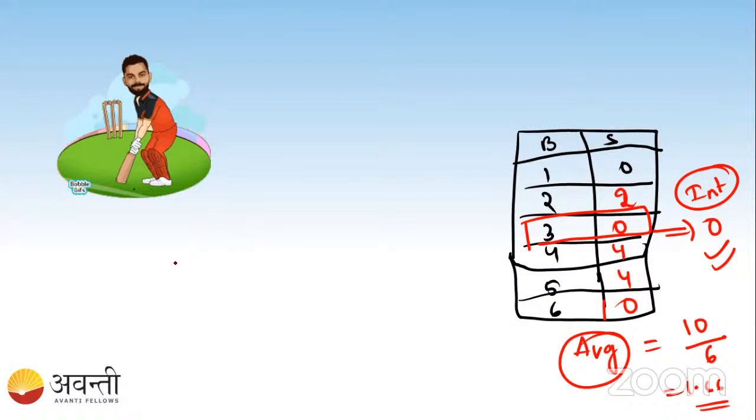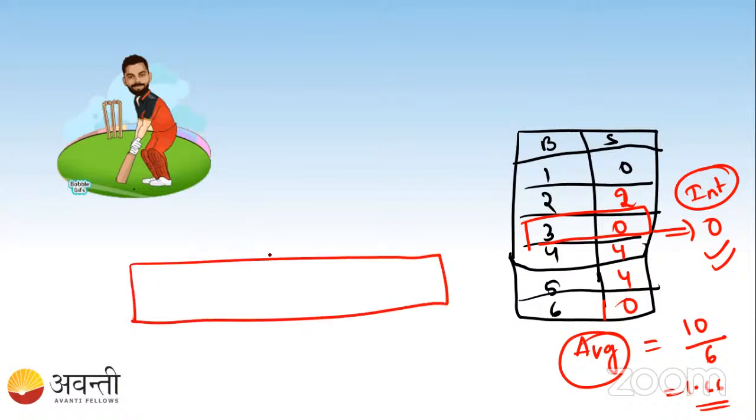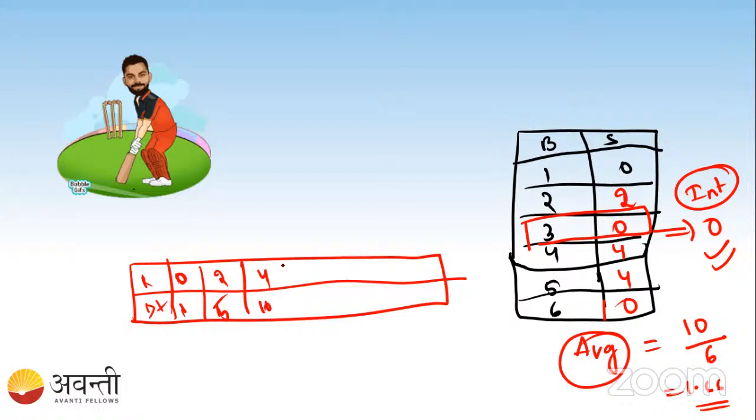Whenever you are taking any rate of a reaction, this is the same table as our scores table. This is the reaction table and this is the time. The product formed is 0 at 1 minute. Later it was 2 for the next 5 minutes of time. Later it was 4 for the next 10 minutes of time.